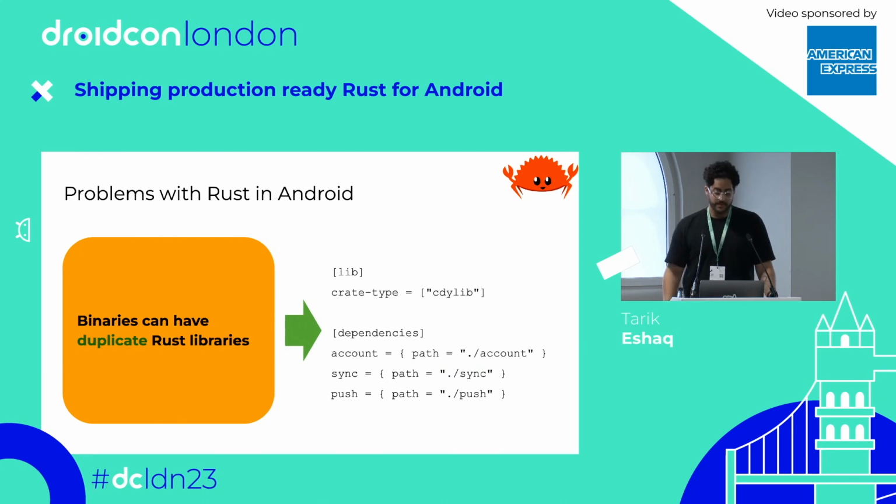So this is a cargo.toml, or a section of a cargo.toml file. For those not familiar, cargo.toml is a file that you use to configure your Rust crate, which is what a library is called in Rust.